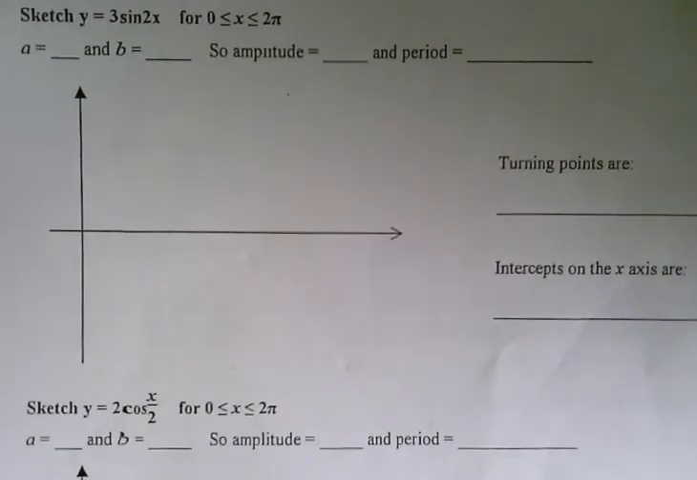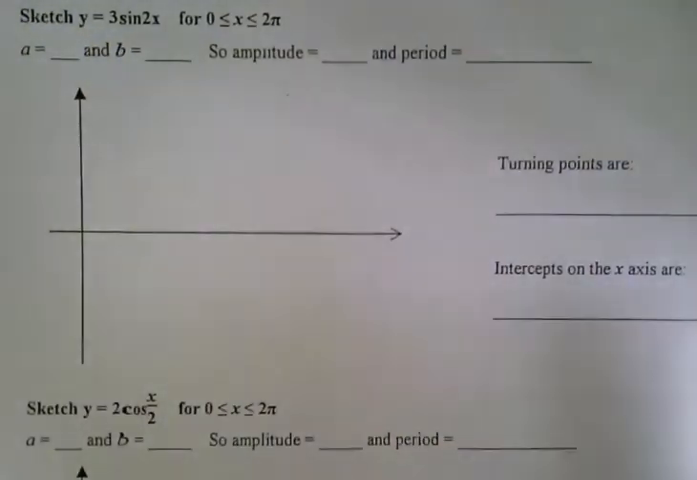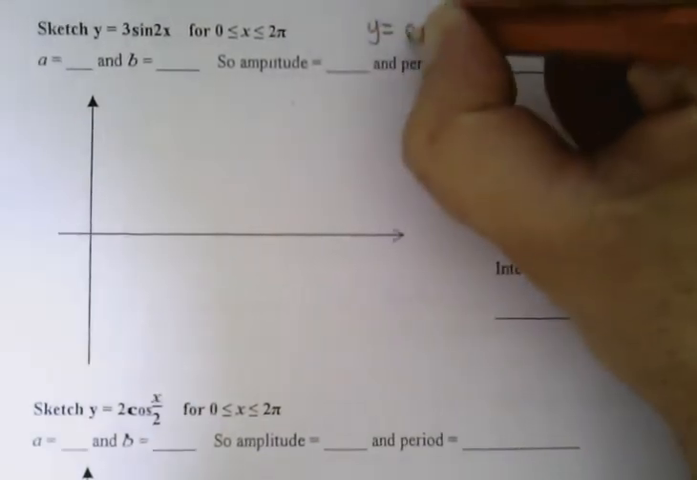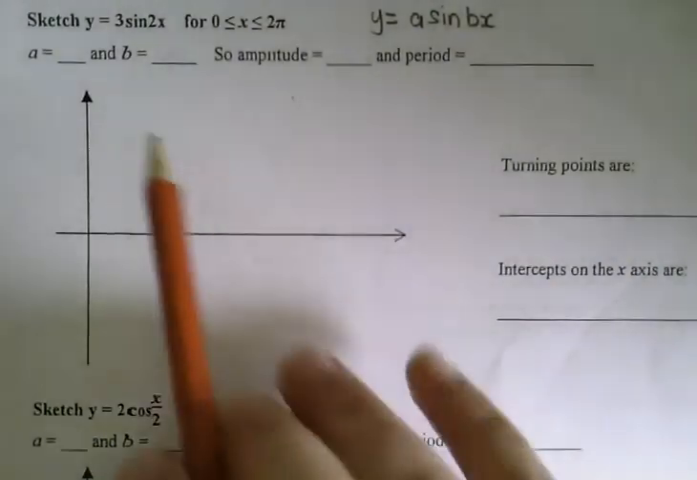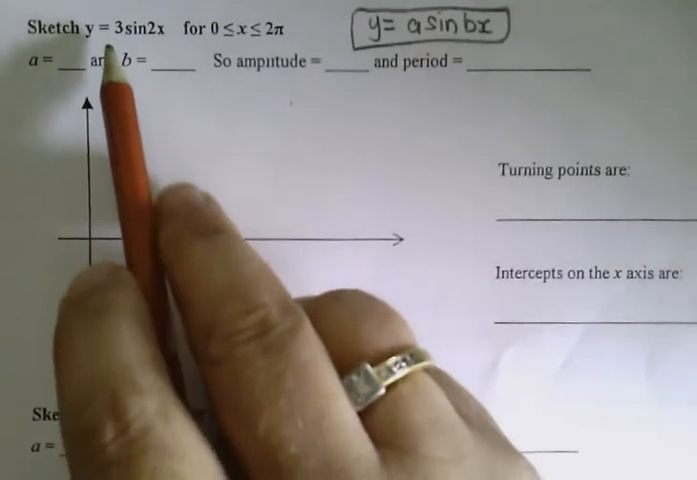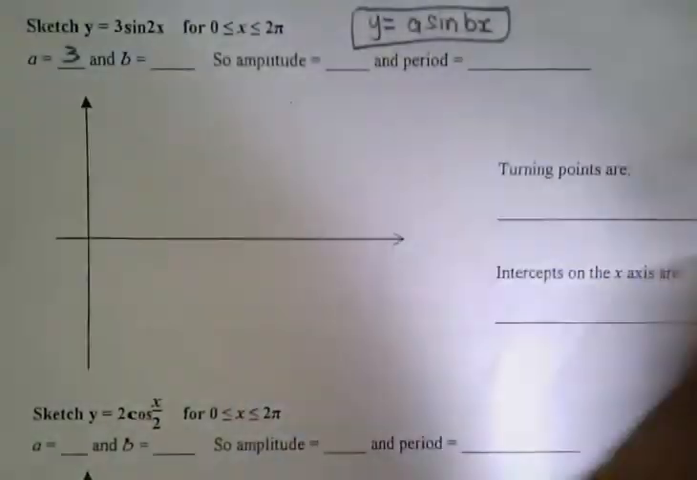This is our second video on sketching trig functions. Now we're going to start with sketching functions that involve a change in amplitude and a change in period. So if the general form of the trig function is y equals a sine bx, then in this example here, what is a? 3, that's the amplitude, and b is 2.